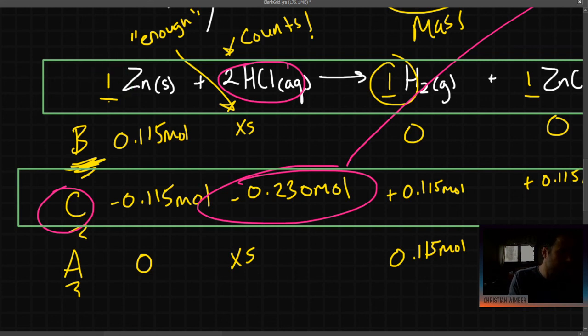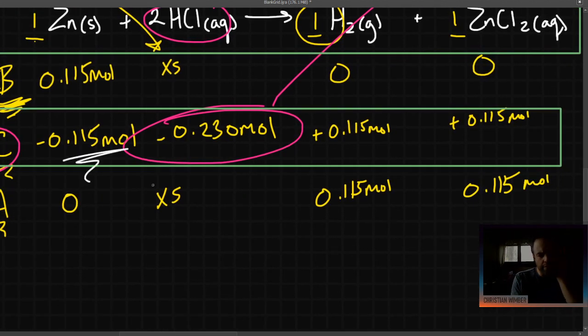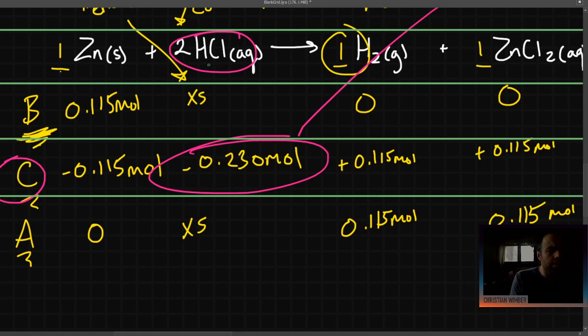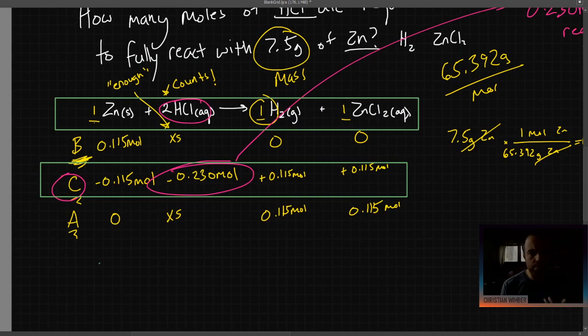Okay, let's change to a different color. You see how these three coefficients are the same size? So the 1 for the zinc, the 1 for the H2, and the 1 for the ZnCl2, those three coefficients are the same. We'll look at our change row. 0.115 moles, 0.115 moles, 0.115 moles. Those three are the same as well. Well, look here at the HCl. See how that one's twice as big as that? Well, this is twice as big as that. The change row is always matching in proportion to your equation. Always.